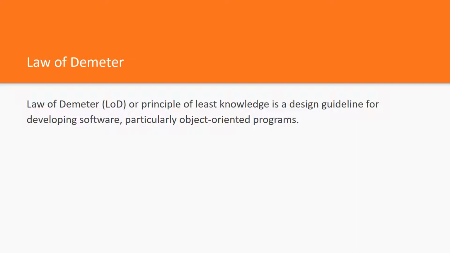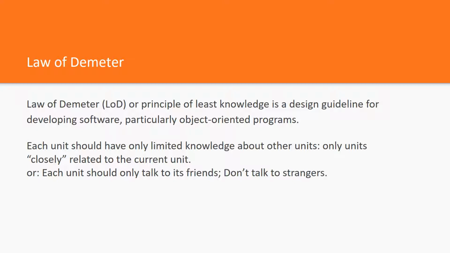A general formulation of the law is: each unit should have only limited knowledge about other units, only units closely related to the current unit. Or each unit should only talk to its friends. Don't talk to strangers. Great, sounds clear, but still not practical enough.